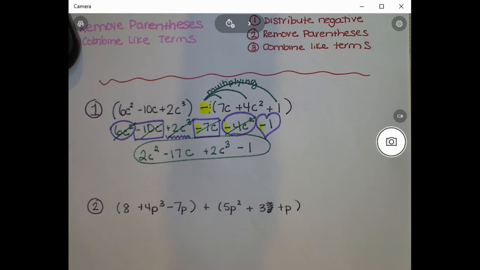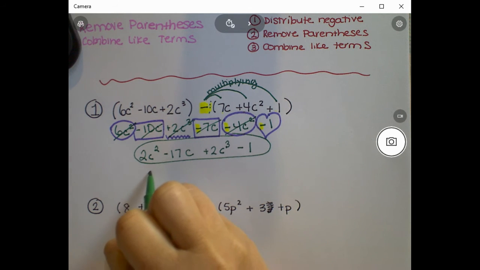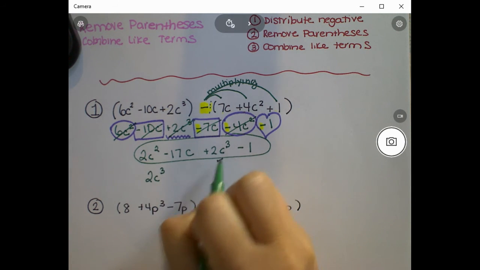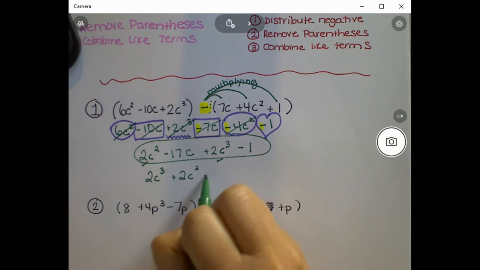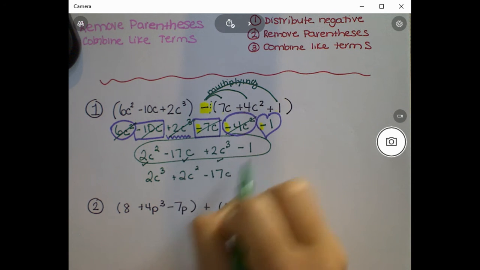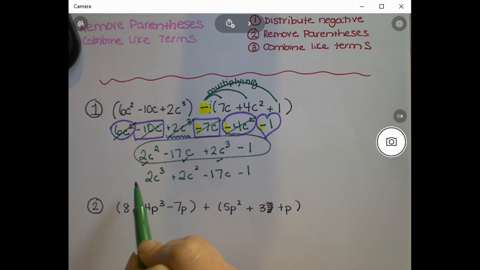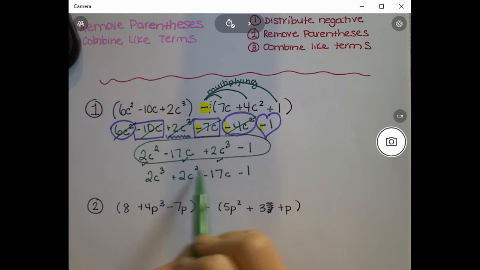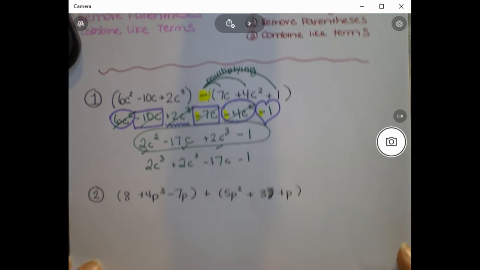But I just want to point out that when you write your final answer, generally speaking, you will see it written in what's called descending order. So you would write it in this order. You would start with the c cubes, then the c squareds, then the ones that just have a c, and the ones that have nothing. So this answer is really the best answer. It's in descending order. 3, 2, 1, nothing. All right. I hope I didn't confuse you with that.